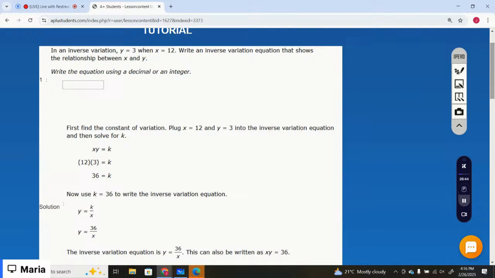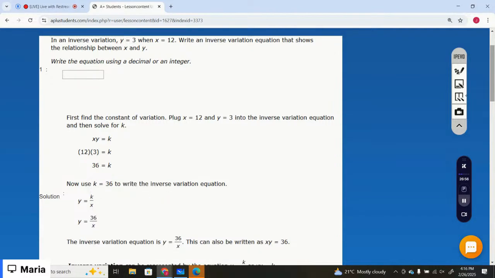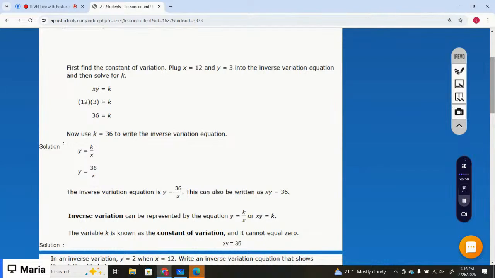So for the inverse relationship, k equals x times y. So k equals 12 times 3, that is 36. Now use k equals 36. So the equation is y equals 36 over x. That means xy equals 36.